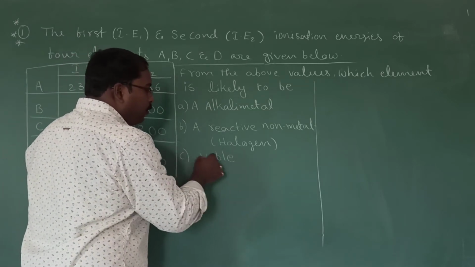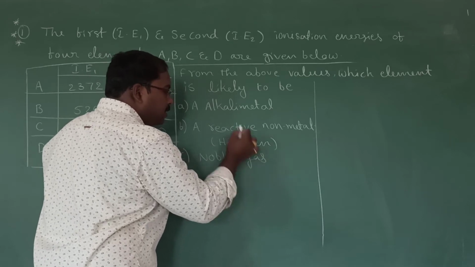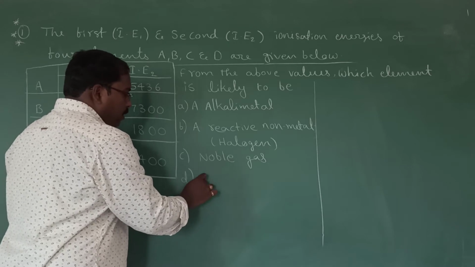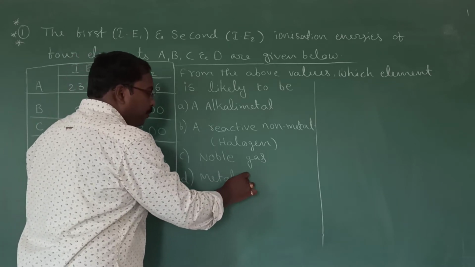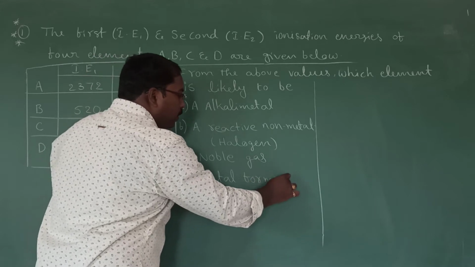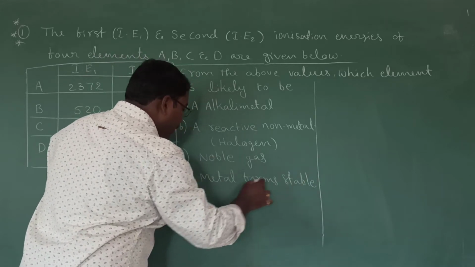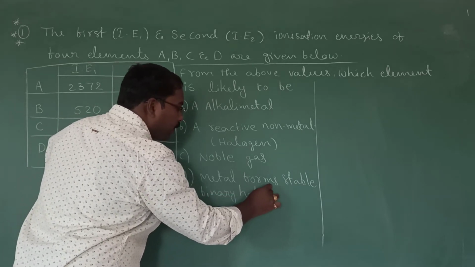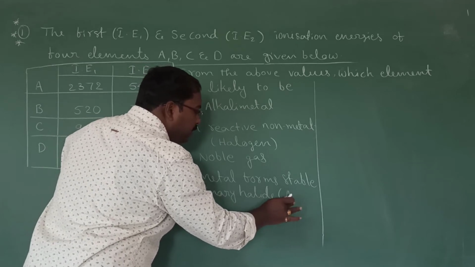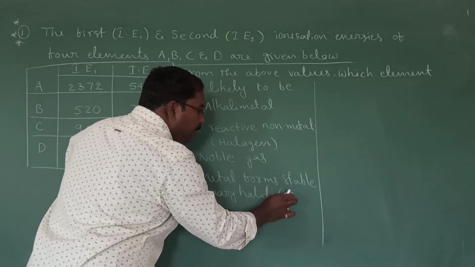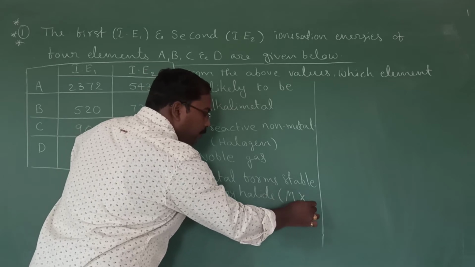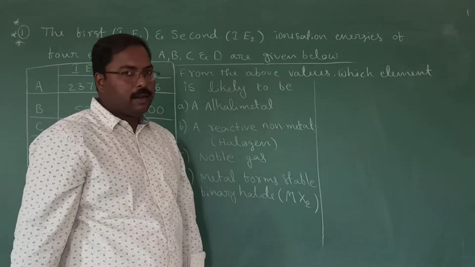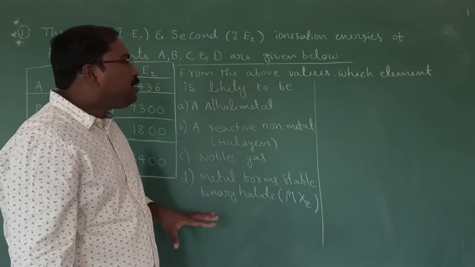Or out of the 4, which is a noble gas. The last one is a metal that forms a stable binary halide. Binary halide means the metal I am considering as M, and halogen means chlorine, fluorine, anything whose valency is 1. Now this is the question, right?